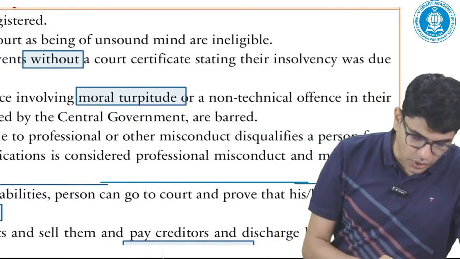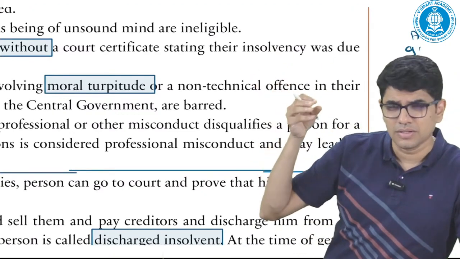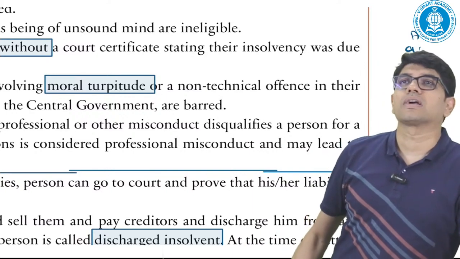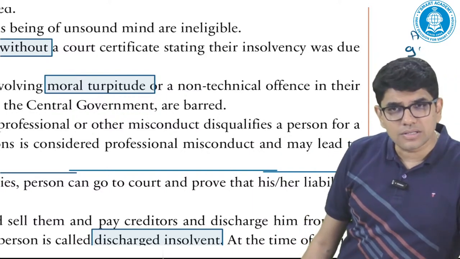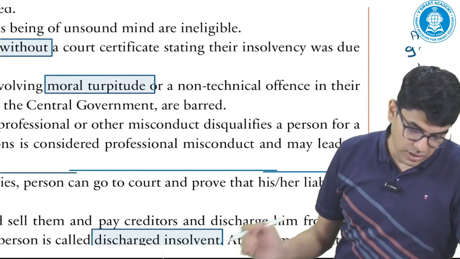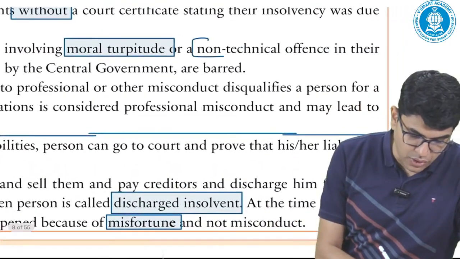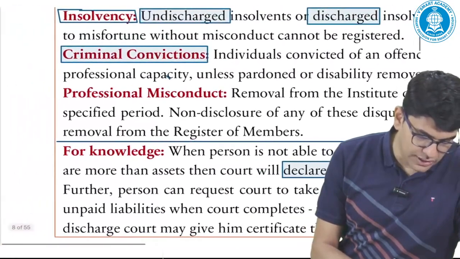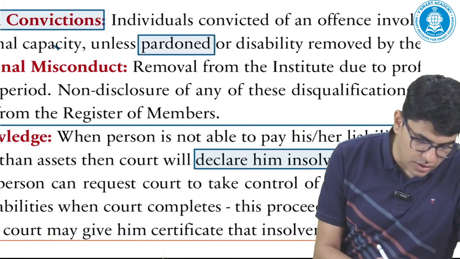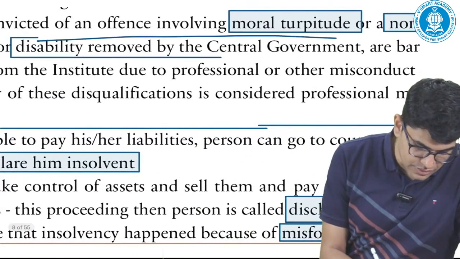We are not talking about technical offenses. So you have not filed returns on time, the signature was not proper, the stamp was not proper, no. We are talking about serious criminal activities like selling drugs, doing terrorist activity, murder, killing someone. Moral turpitude or a non-technical big offense in their professional capacity, unless pardoned or disability removed by the central government.